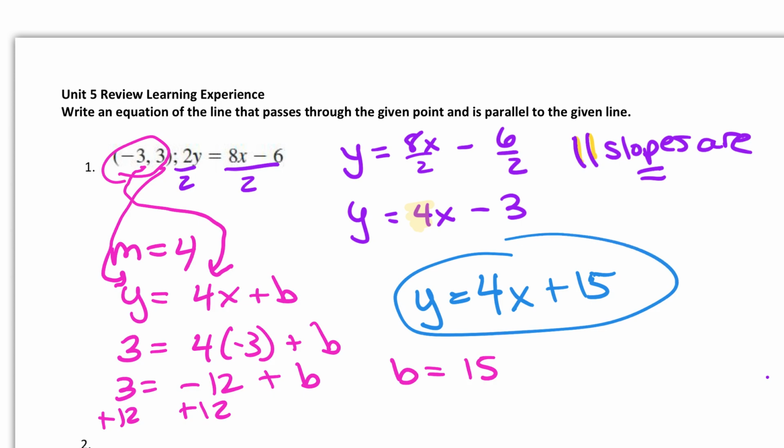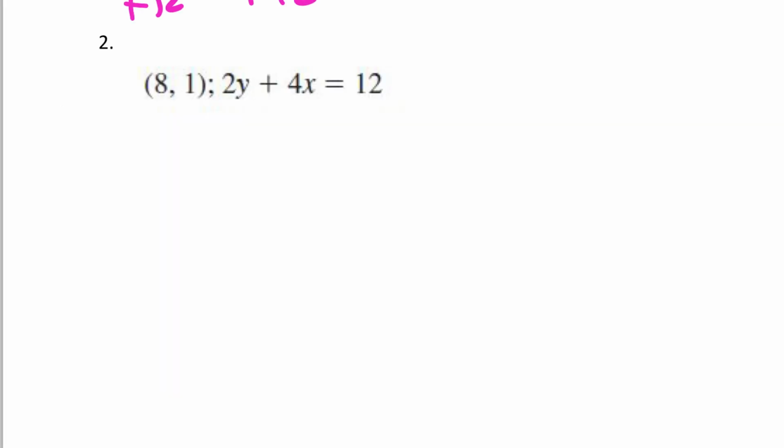Now, this is going to give us the fingerprint for that line. That's why it's important to figure out your y-intercept, because this is just one point on a line. A line has an infinite number of points. So as long as you have the fingerprint, you can figure out what points fit on there.